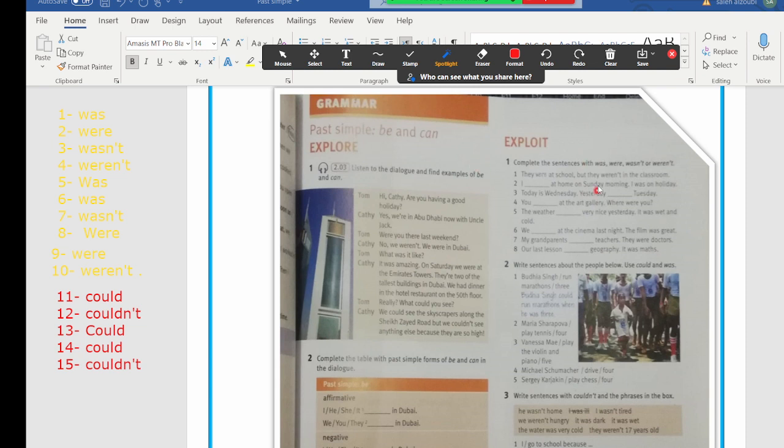We said here we have exercise number 1. Complete the sentences with was, were, wasn't or weren't. The first one is done. They were at school, but they weren't in the classroom.